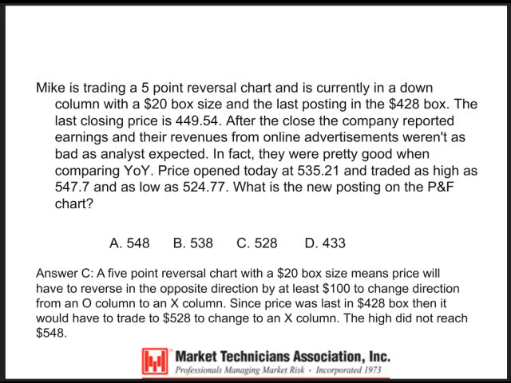So when some fundamental news came out, and prices were actually pretty good, they moved up to 535.21 and as high as 547. So what is the best answer you can give here? Remember, it's 100 points to reverse, so the best answer is 528. With a move up to 548, we need to see that print, but we only got to 547.70, so you don't get to fill in that box. So the best box you get here is the 528.